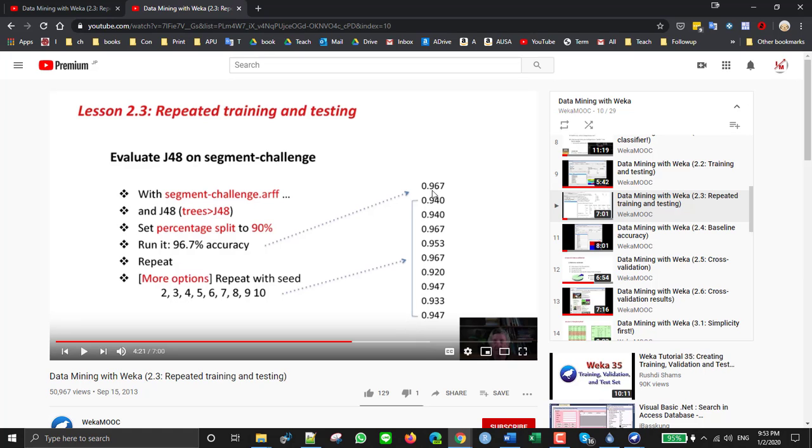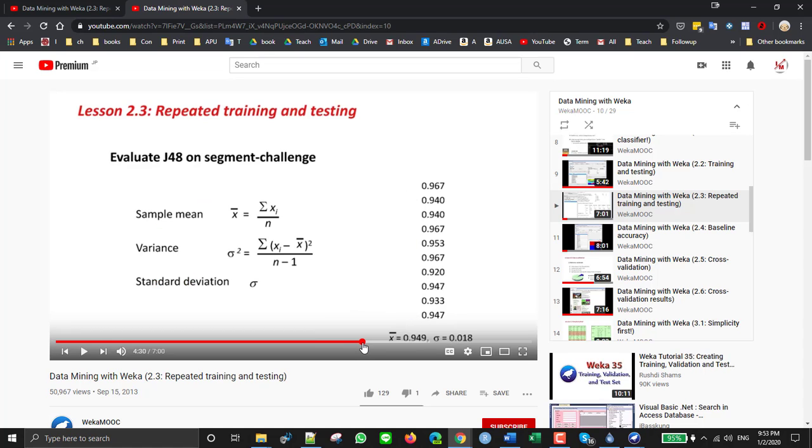But the other thing you can do is you can say, well, how much variation is there in these numbers? Let's suppose if I look at these numbers, the mean is about 94. So suppose the mean was about 94. Let me check that. Here, the mean is 94.9, so almost 95. Okay, so let's say the mean was 95.